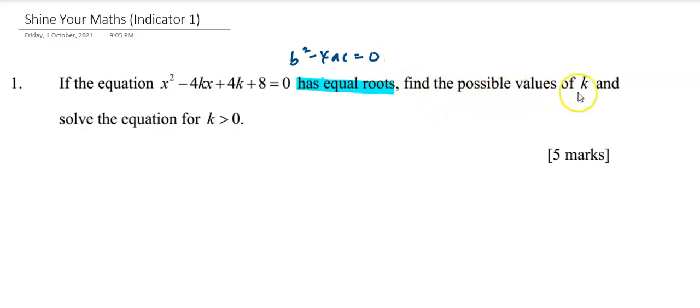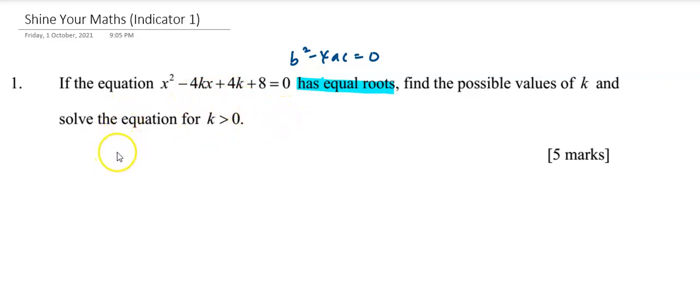Find the possible values of k and solve the equation for k greater than 0. So when you get the values of k later on, you choose the positive value of k, you substitute into your quadratic equation here, and then you solve for this equation.